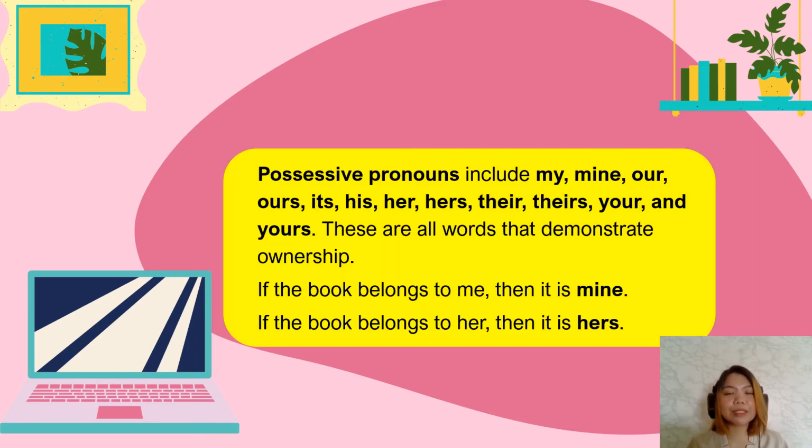Possessive pronouns include my, mine, our, ours, its, his, her, hers, their, theirs, your, and yours. These are all words that demonstrate ownership. Don't forget all those words, children. Now, if the book belongs to me, then it is mine. If the book belongs to her, it is hers.